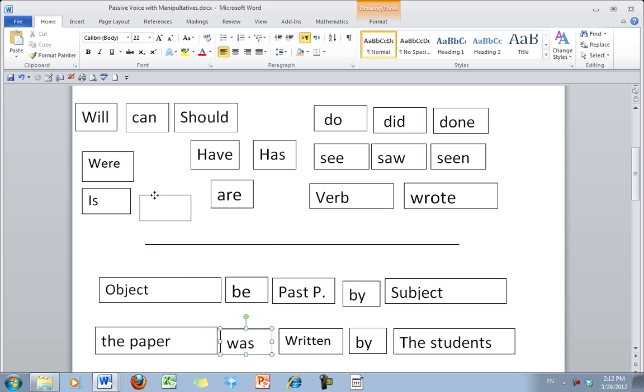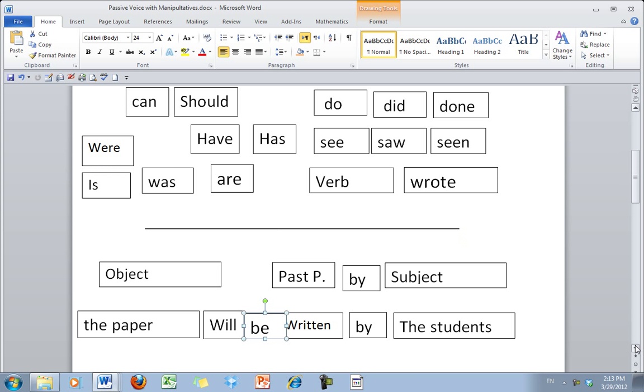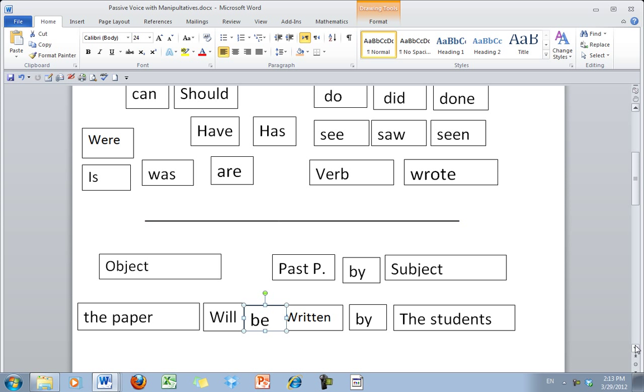Or I can use a little bit of future. How about if I were to say the paper will be written by the students. So this is future tense. The paper will be written by the students.